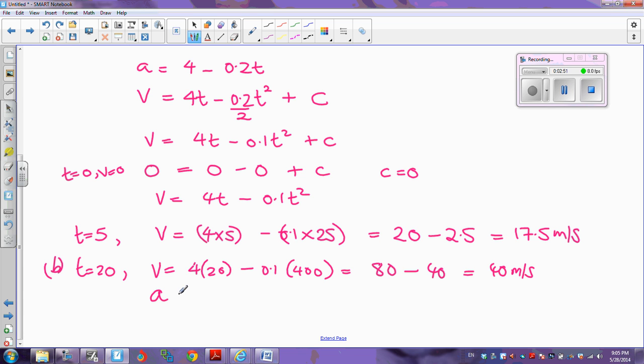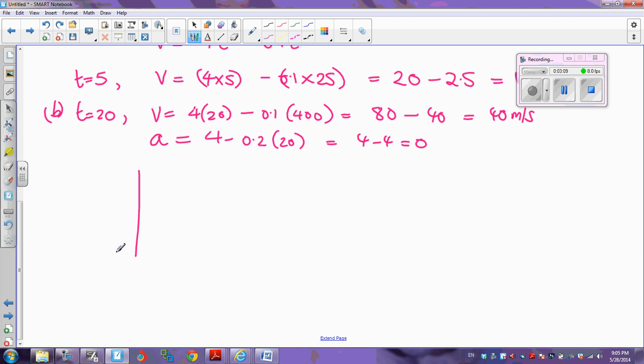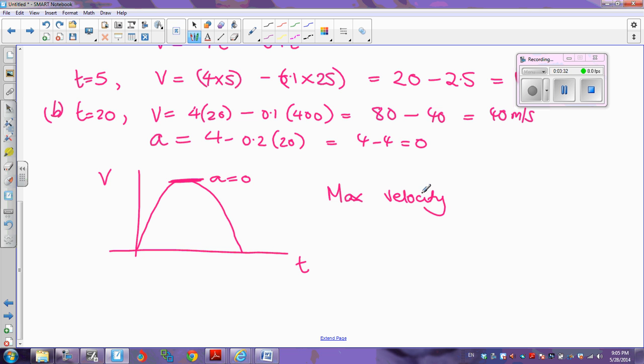I thought I'd look at the acceleration, though. Well, the acceleration we know is 4 minus 0.2 times 20. Well, that's going to be 4 take away 4, which is 0. Now, if the acceleration is 0, what that actually means is, if you're thinking about a velocity time graph, so this is time and this is velocity, the acceleration is the gradient. So thinking about it, what's going to be happening is the velocity becomes 40 and then goes down again. So at this point here, the gradient or the acceleration becomes 0. So what's happening when t is equal to 20 is that the object has reached its maximum velocity.